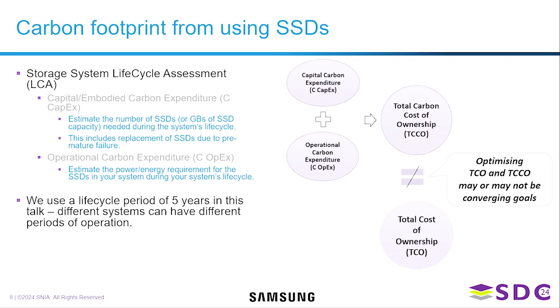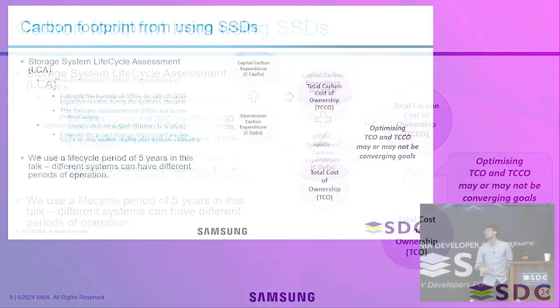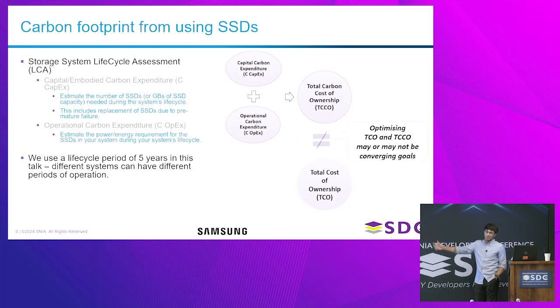And obviously you bought SSDs, now you're going to operate them, so you're going to need power or energy. So if you're able to estimate over your 5-year system lifecycle period how much energy you're spending to run these SSDs, you'd end up with the operational carbon expenditure. So the sum of these two gives you, for a system, the total carbon cost of ownership, which we call TCCO here. This might sound very similar to TCO, which is your total cost of ownership in terms of dollars. And the reason I put this small graphic here is to point out that optimizing for total cost of ownership and total carbon cost of ownership might be diverging goals. They might not always mean you're optimizing for the same factors.